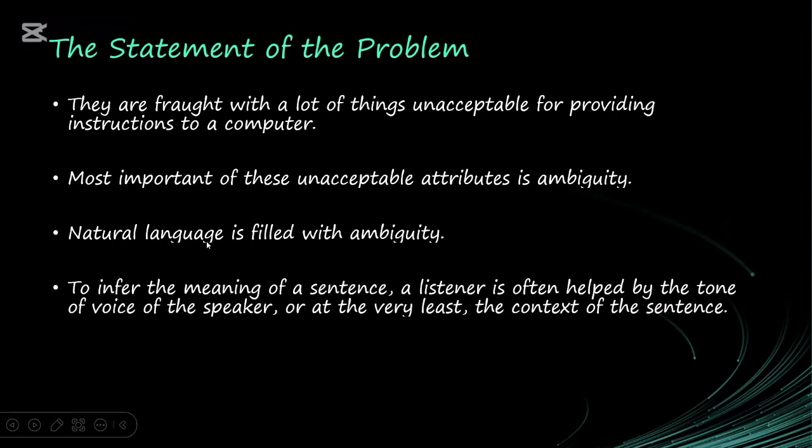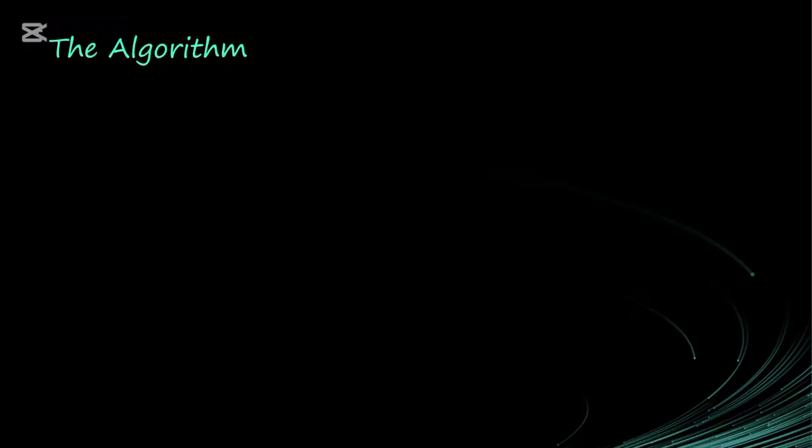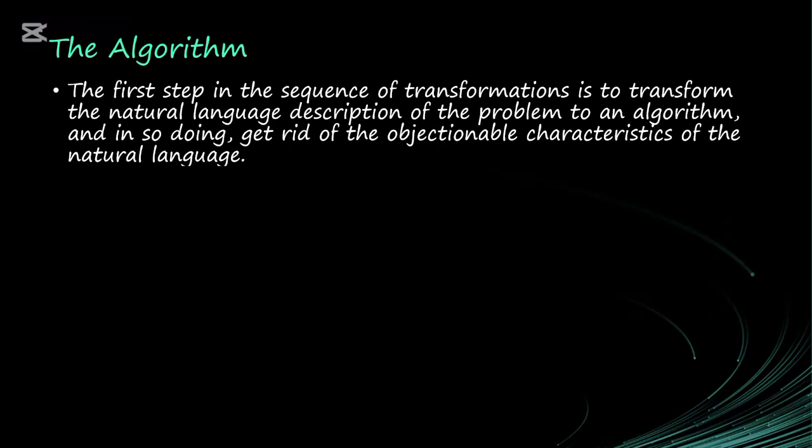So natural languages are ambiguous, and to infer the meaning of a sentence, a listener is often helped by the tone of voice of the speaker. The tone of a speaker can actually change the whole meaning of a natural language. So this is the reason why we first state the problem in a natural language, but that is not what the computer would understand. From the statement of the problem in natural language, we will now have to create an algorithm. The first step in the sequence of transformation is to transform the natural language description of the problem into an algorithm. So first of all, when you want to develop a software, you need to get the statement of the problem.